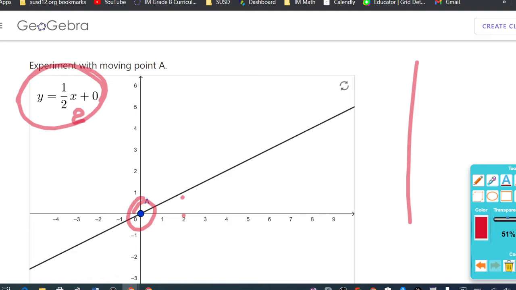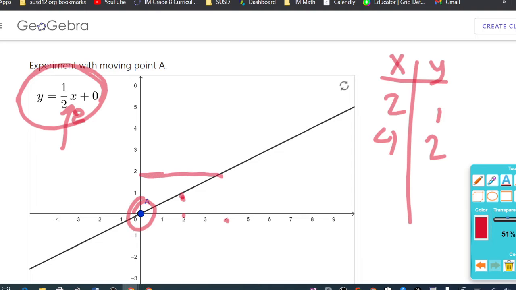I'll make a table right here. So when x equals 2, y equals 1. You can see that? When x equals 4, 1/2 of 4 is 2. That makes sense right here. When x equals 4, y equals 2. Okay, now we get to move this point around and the equation is going to change. Are you ready? You'll get to do this on your own too.